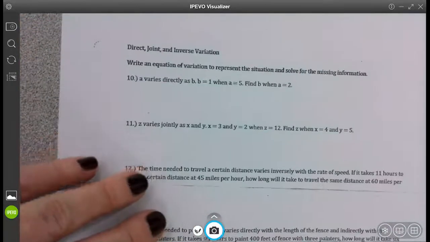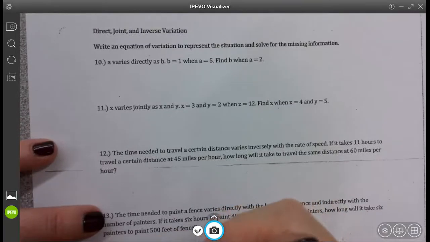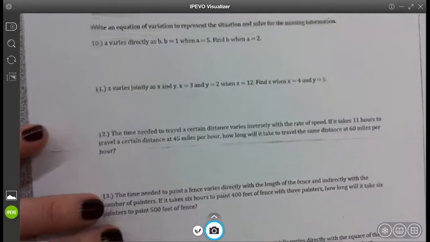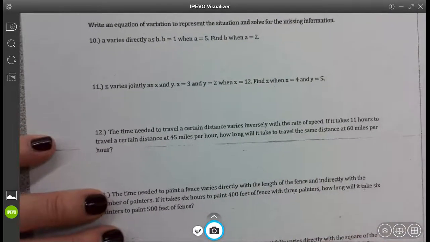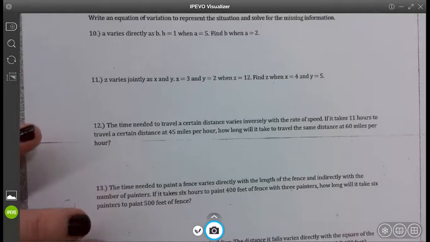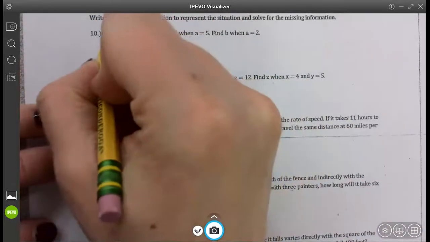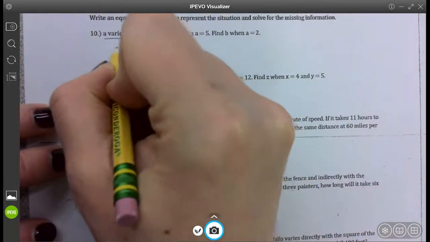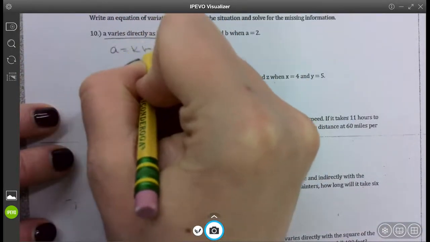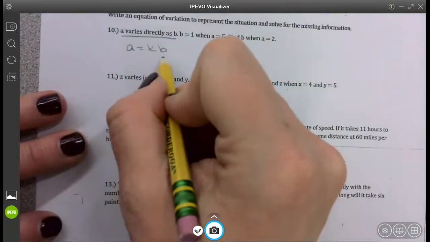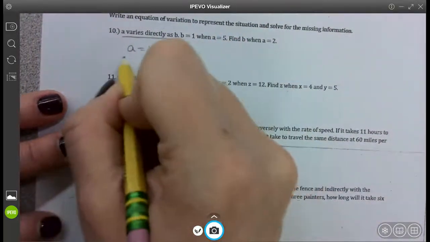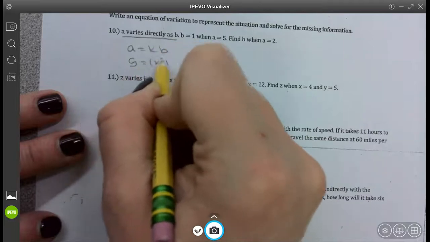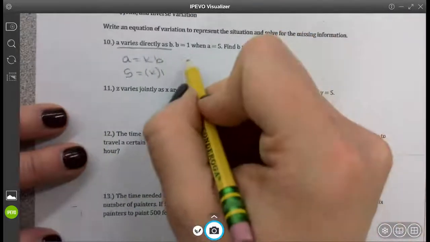We're going to do this in 2 videos. Okay. Now we're going to talk about direct joint inverse variation. So it says, write an equation of variation to represent the situation and solve for the missing information. A varies directly as B. So A equals KB. It says B equals 1, A equals 5. Well, therefore, what's K? K is 5.